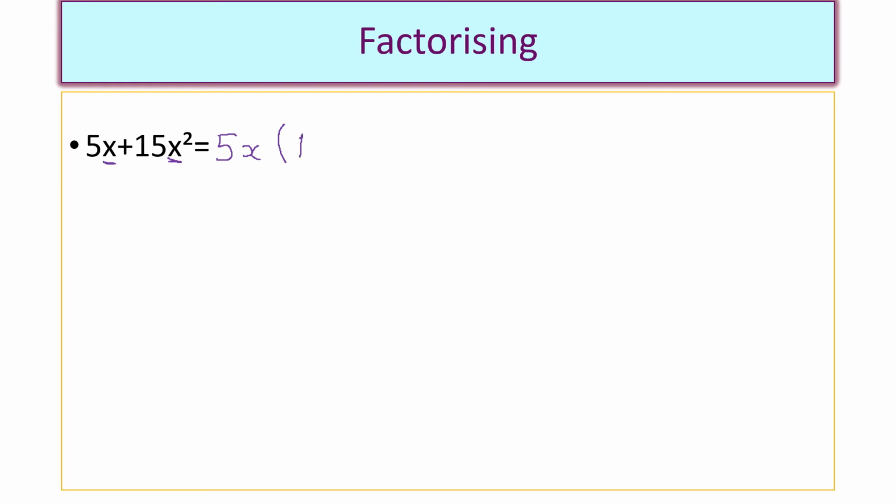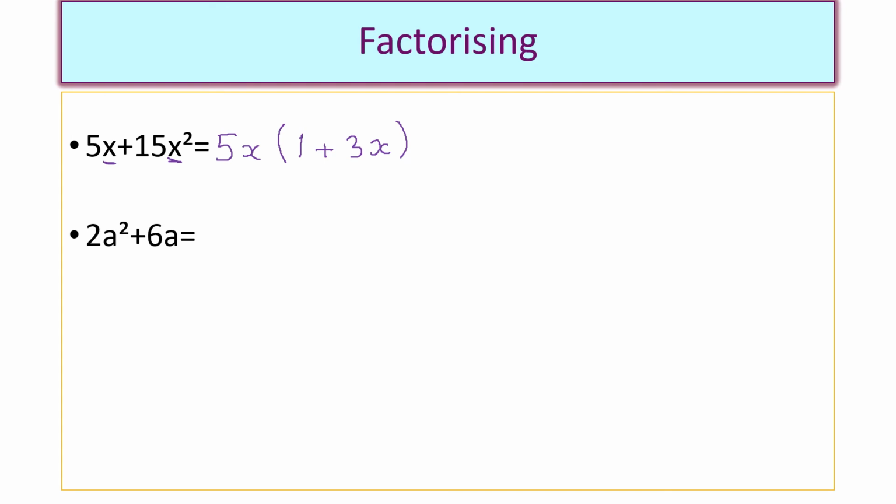That is 1. And then 5x times what is 15x squared? That is 3x. Notice that this time I multiplied the numbers and letters together. So you can do that when you get a little bit more confident, or you can just do numbers first and letters after.